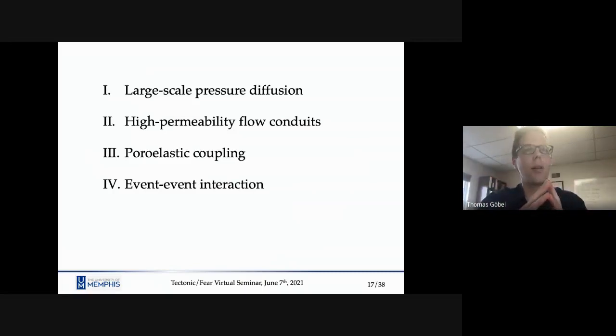Let's say it's just a simple layered medium, and pressure is free to diffuse throughout, let's say, a half space, right? Then the second one is introducing flow conduits. So these are specifically, as we'll discuss, fault damage zones, which may act as both lateral but also vertical flow conduits. Poroelastic coupling. So how are changes in the fluid pressure related to changes in the elastic solid in the surrounding volume? And then the last one is event interaction. So this is basically earthquake triggering. Okay, and we'll go through all four of them briefly here, one at a time.